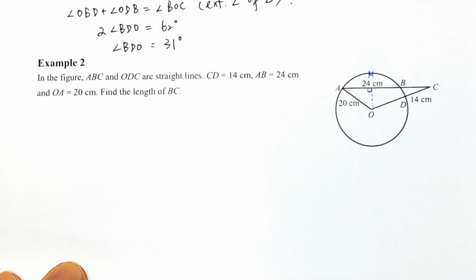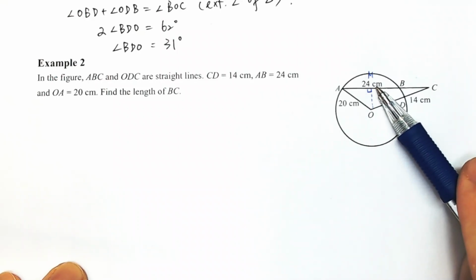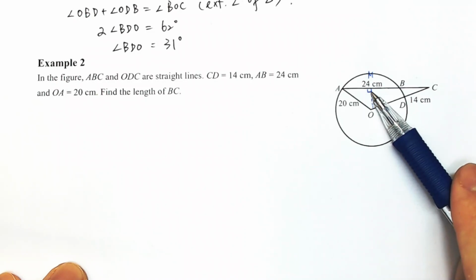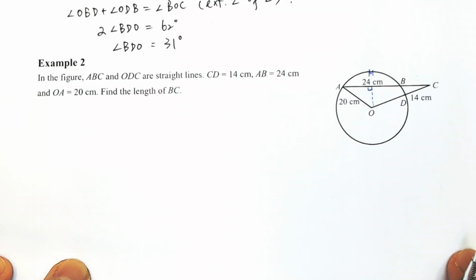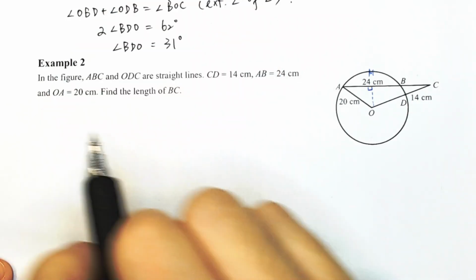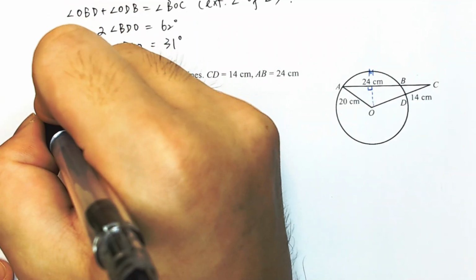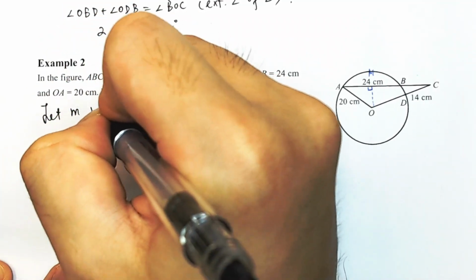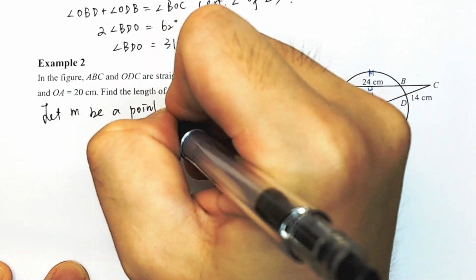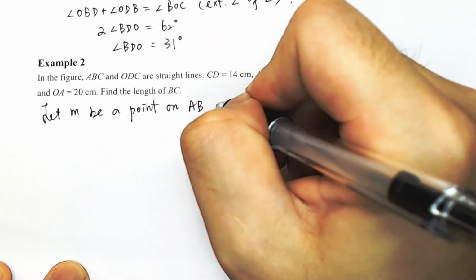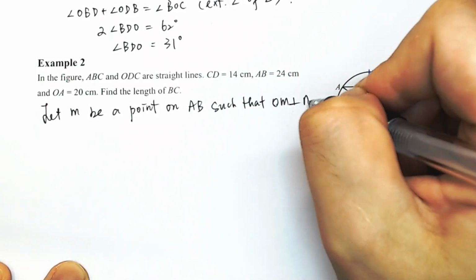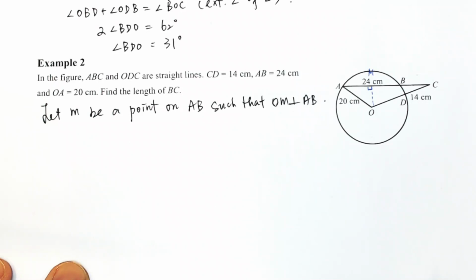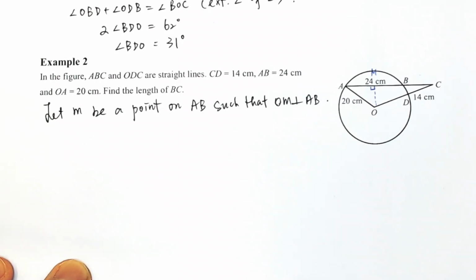Okay, so for any extra point you include in the figure, the new kind of drawing, you need to mention in your content or in your working. So let's write down. What I want is the perpendicular line, so I let M be a point on AB such that OM is perpendicular to AB. Okay, this is what you create in the figure.